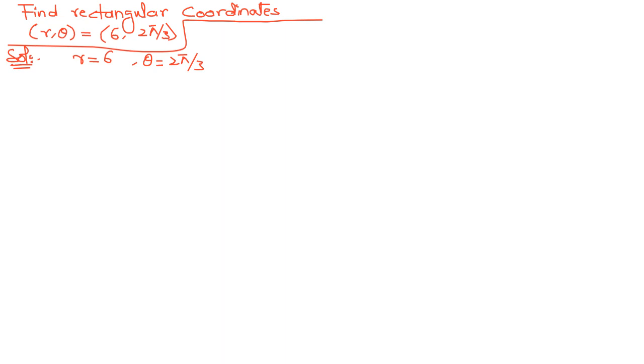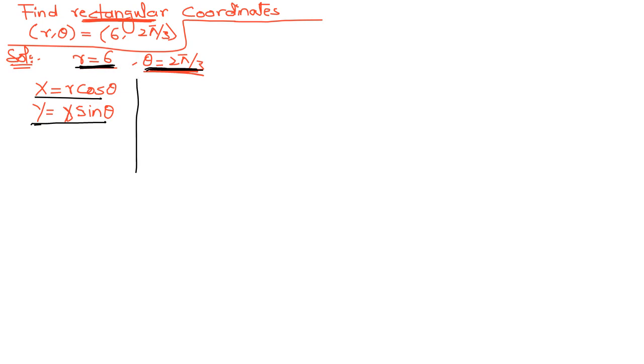We have to find rectangular coordinates. Rectangular coordinates, I told you, are x and y. So we have the formulas: x is equal to r cosine of theta, and y is equal to r sine of theta. Substitute these two values, this value and this value here, and you will get the solution.